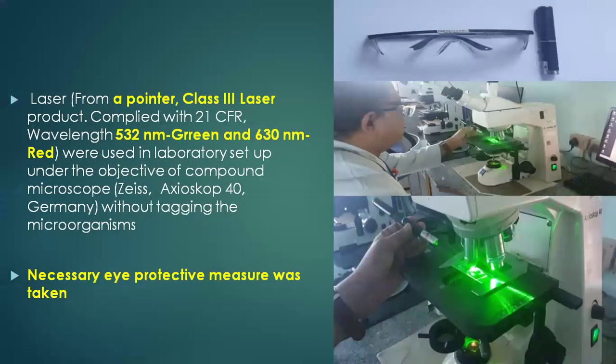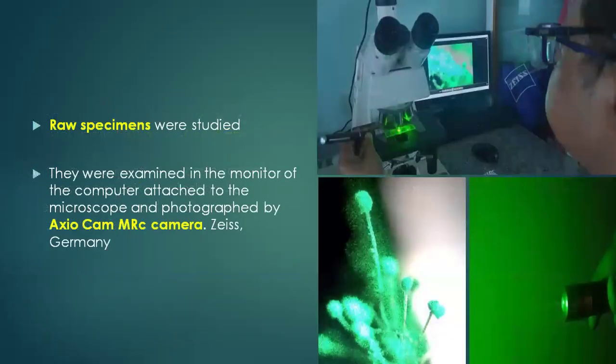This is the class 3 laser product that you use for laser pointers, 532 nanometer green and 632 nanometer red, and necessary eye protection was ensured. Actually, these lasers are under the classification of diode laser that we use, which is a comparatively safe laser.